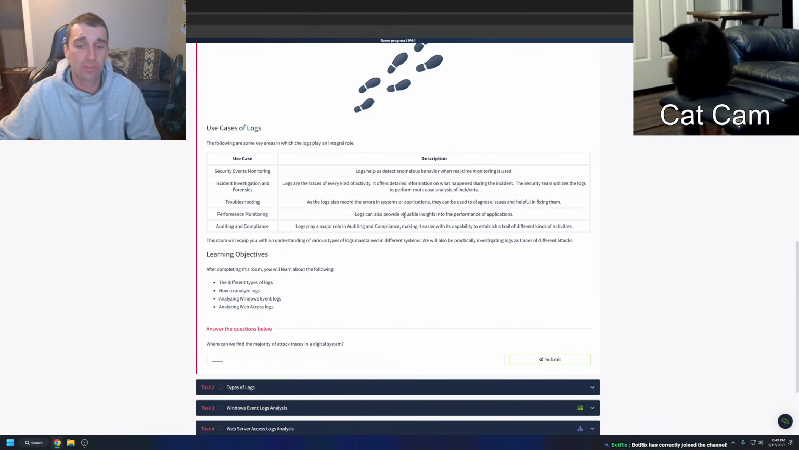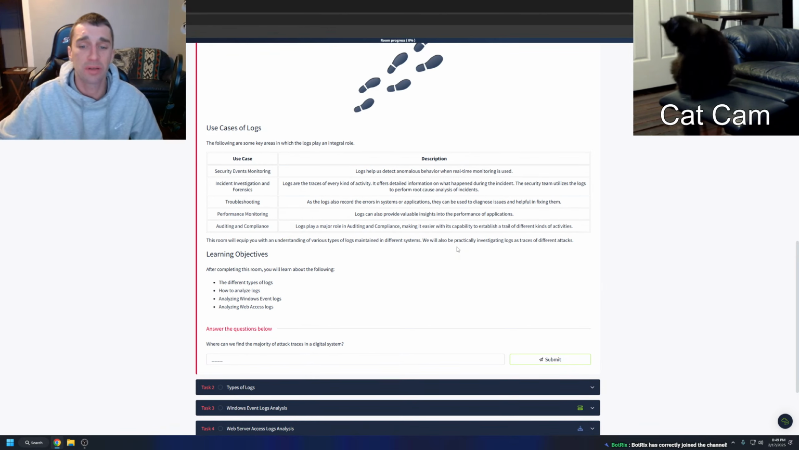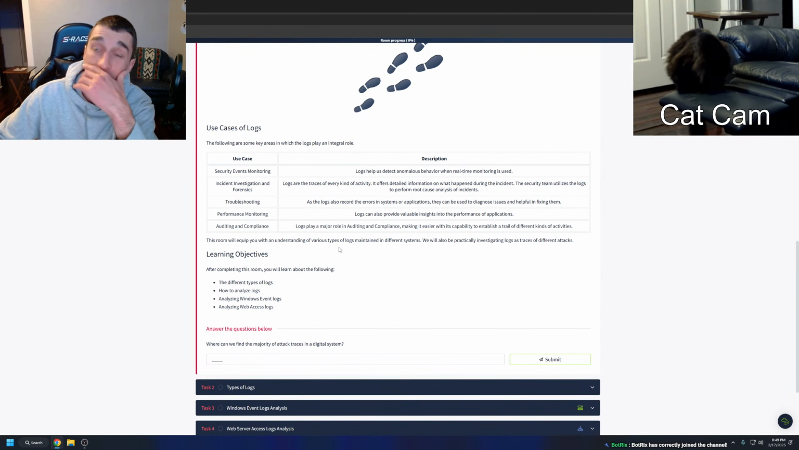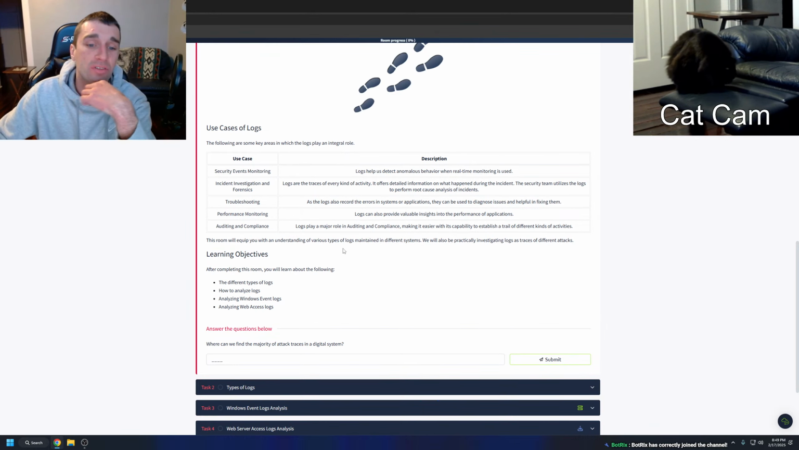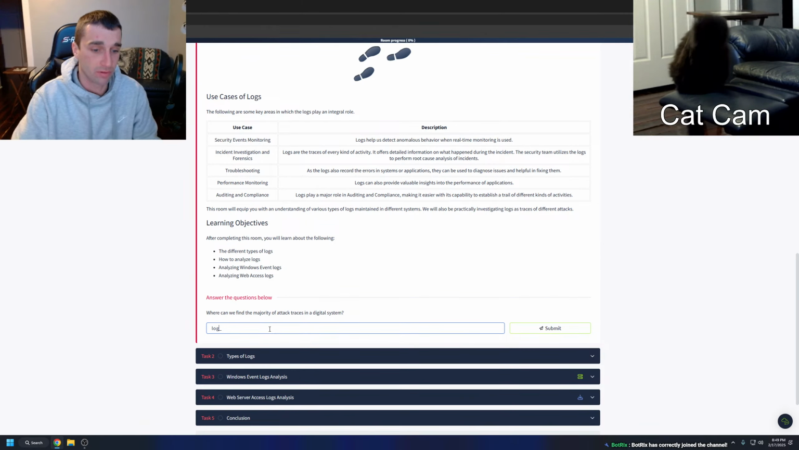Performance monitoring. The logs can also provide valuable insights into the performance of applications. Auditing and compliance. Logs play a major role in auditing and compliance, making it easier with its capability to establish a trail of different kinds of activities. This room will equip you with understanding of various types of logs maintained in different systems. We will also be practically investigating logs as traces of different attacks. After completing this room, you will learn the following: the different types of logs, how to analyze logs, analyze the Windows event logs, analyze web access logs. Where can we find the majority of attack traces in the system? Logs.